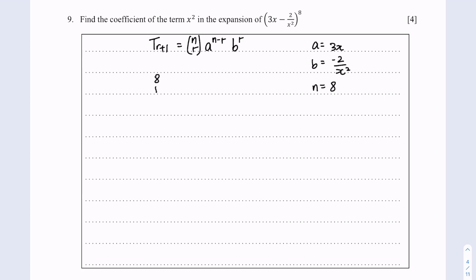We know that n is equal to 8, so I have 8 choose r times 3x to the power of 8 minus r times minus 2 over x squared to the power of r. And I want to set that equal to a times x squared.